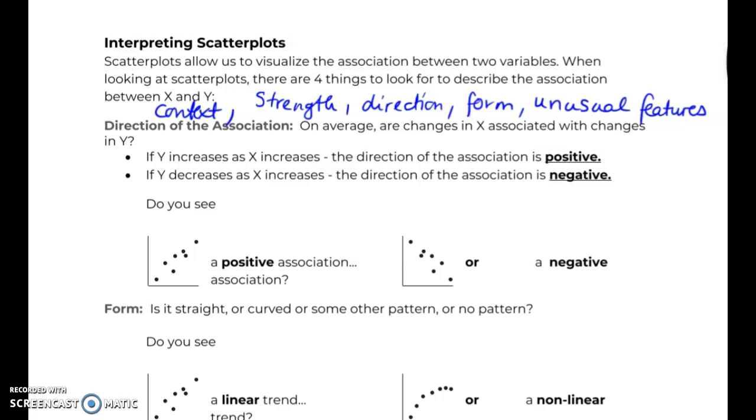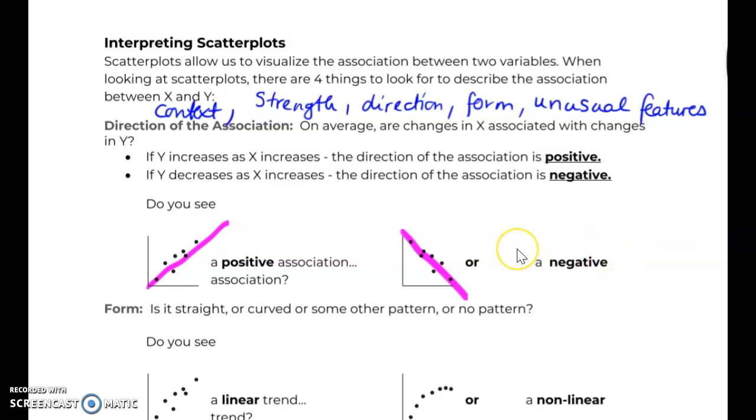And some of these things we already have seen in the previous videos. So if y increases as x increases, meaning we have that positive trend, we would call it a positive association. So if we drew a line through it, it would go right, would have a positive slope. On the other hand, if as x increases, y decreases, we have a negative trend over here, or a negative association between the two variables. So that's the direction. Is it positive or is it negative?